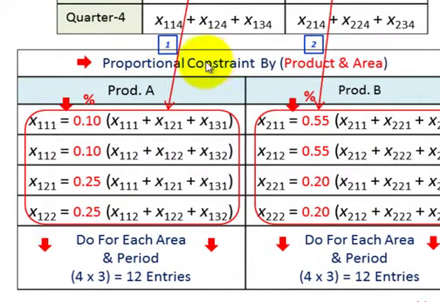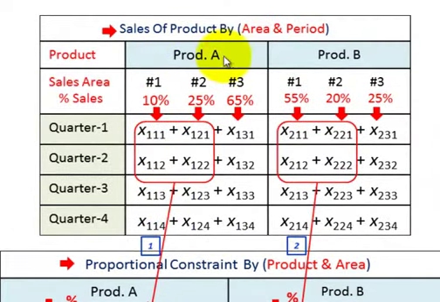Now we'll set up our proportional constraints by product and area. Now this may be new to you and unfamiliar, but it's simple if you just follow along. We're going to start out with our sales by product and area. Remember we worked off product A, product B, and then those 3 different sales areas for each product. This is where those percent of sales that we're estimating for each of those areas comes into play. Remember, we've got these 4 different quarters we're working with. So let's start with our first index, where we're looking at sales area 1, 10% for quarter 1, X111. See how that fits in.